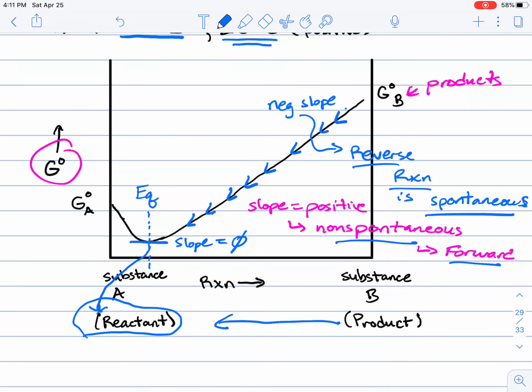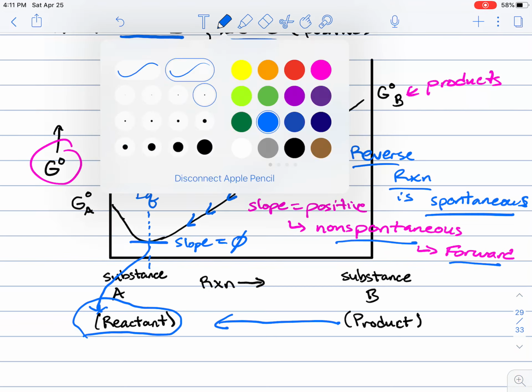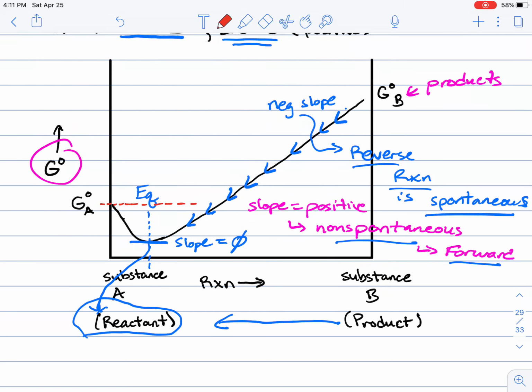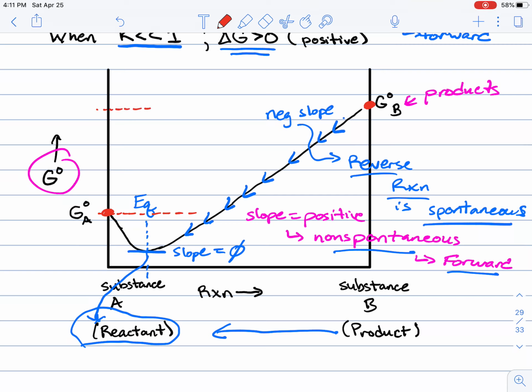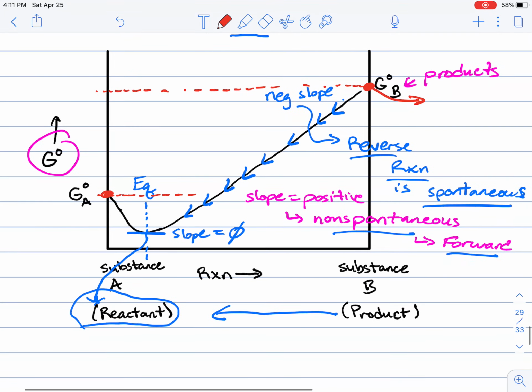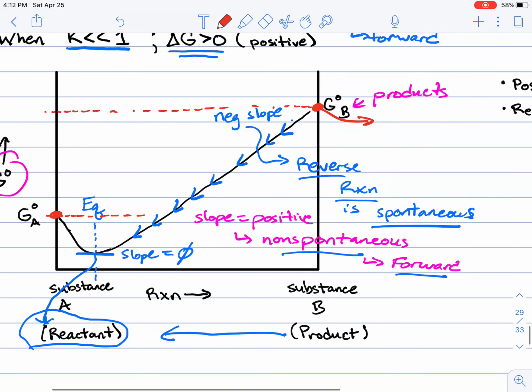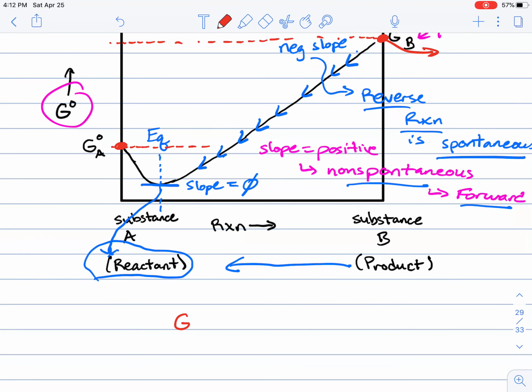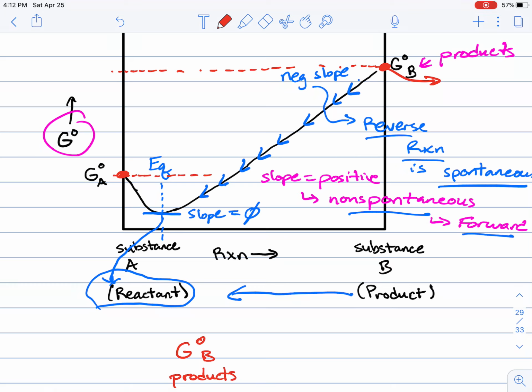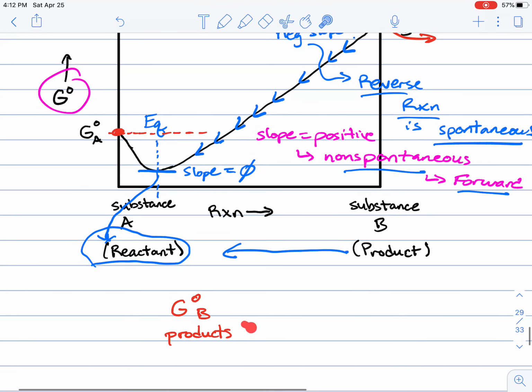And if you want to calculate the change in Gibbs free energy, I'll just do this in a different color. You can go ahead and determine the free energy of the reactants and subtract that from the value of the free energy of the products. And so basically, if I were to take products minus reactants, in this case, I'll just go ahead and write it down at the bottom. So in this case, GB, which is the products, notice that it's much higher than GA, right? So this guy is much higher than this guy. So products is greater than reactants.